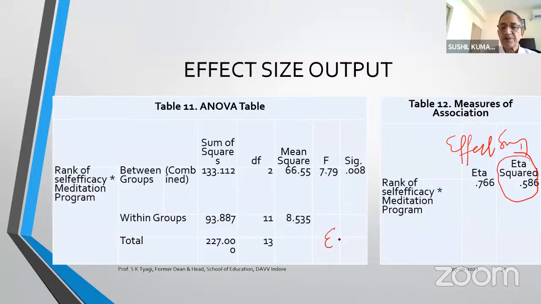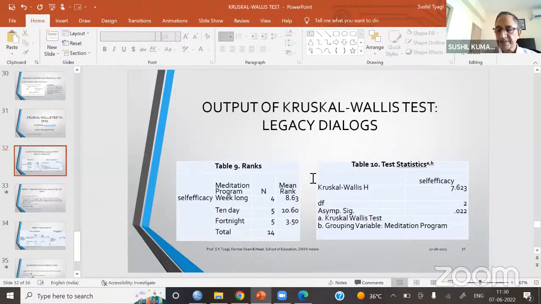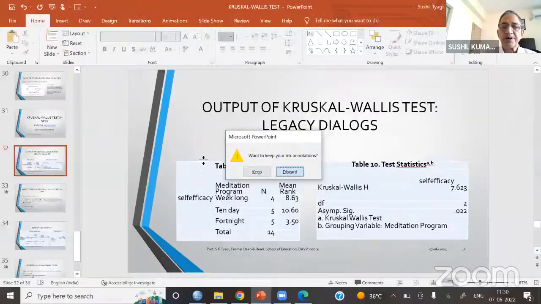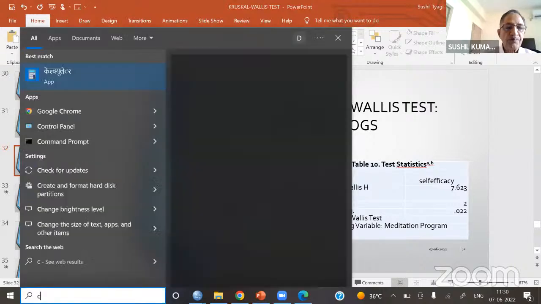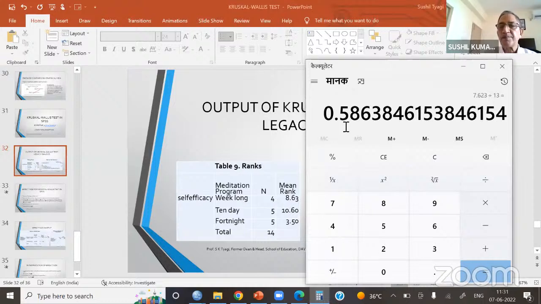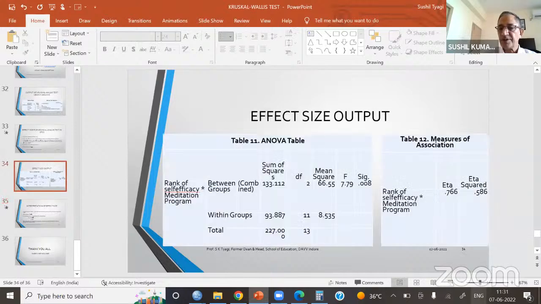Effect size is equal to H upon N minus 1. So what is the value of H? The value of H is here, 7.623. H is 7.623 divided by N, which is 14. 14 minus 1 is 13. So if you solve it, 7.623 divided by 13 is 0.586. So this is the same value which you find here, 0.586.